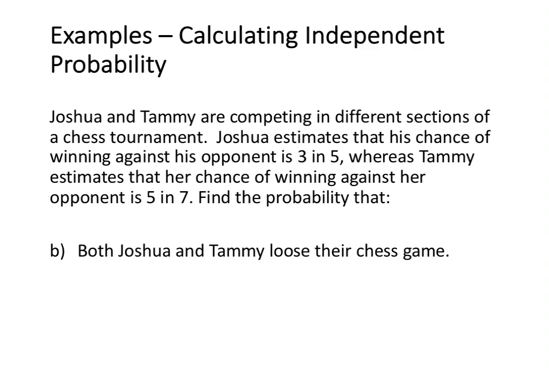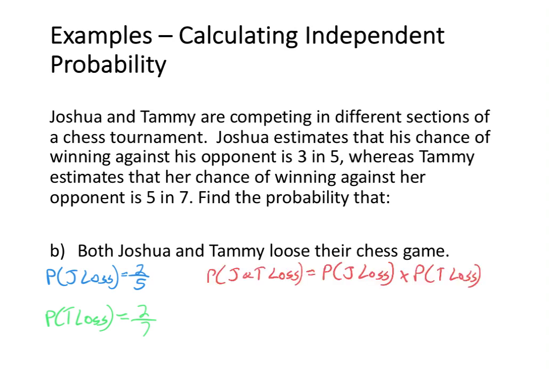In the next part of the example, we want to calculate the probability of both Josh and Temi losing their chess games. The probability of Josh losing is going to be equal to 2 out of 5, assuming that there are no draws. That was calculated by assuming that if he wins 3 out of 5, then he's going to lose 2 out of 5. Next, we need to calculate the probability that Temi loses, and that is going to be 2 out of 7. Again, if she wins 5 out of 7, then the probability of her losing is 2 out of 7.